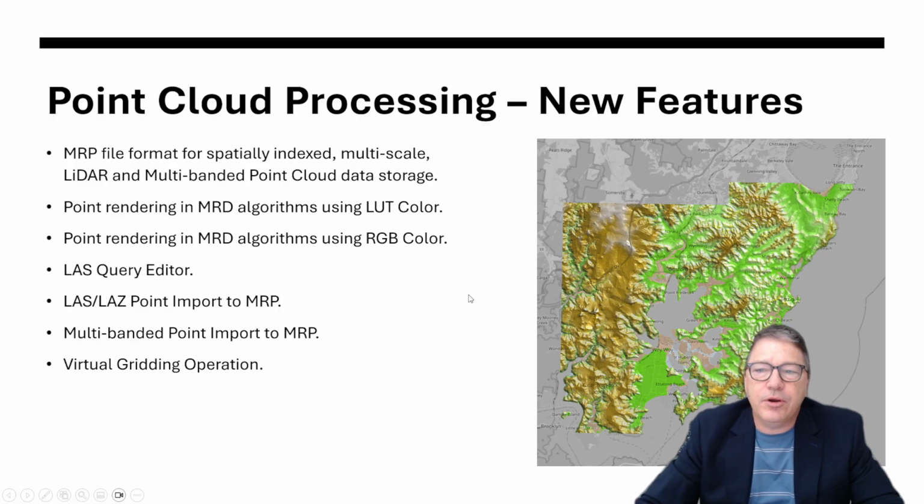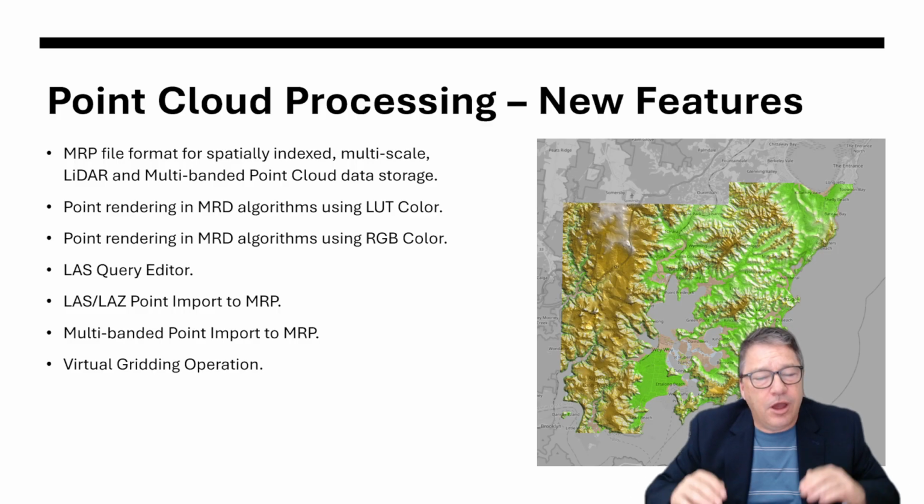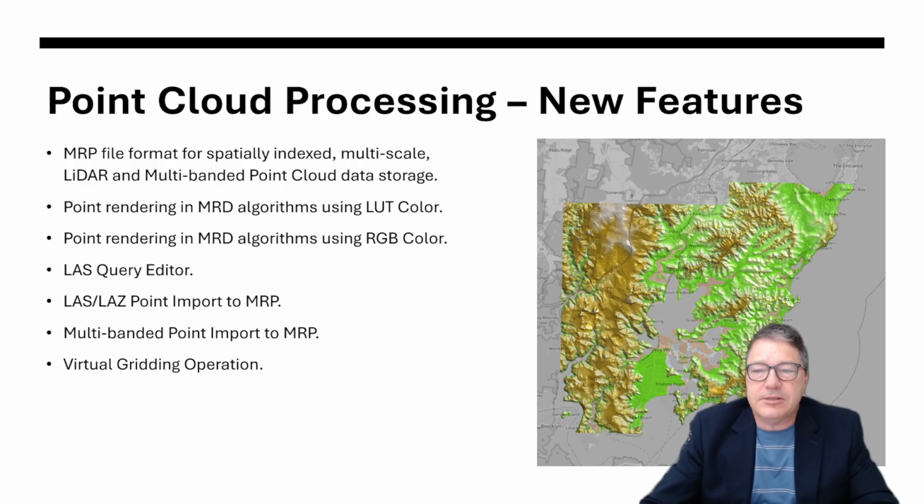So let's look at point cloud processing new features. So we have a new file format which supports all these capabilities, and it's called the MRP file format. It's very much like an MRR file format for rasters. So you can put an unlimited number of points, whether it's LiDAR or multi-banded points, into an MRP file. Those points will then be spatially indexed. They'll be stored at multiple scales, so you have an overview pyramid from which you can take data at any scale. And of course, high quality statistics are computed for those point data, and it uses lossless compression.